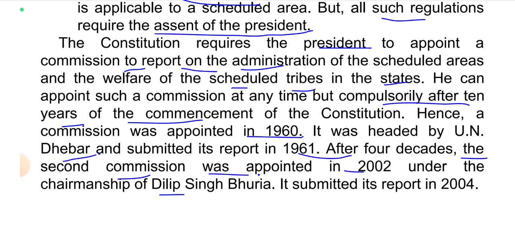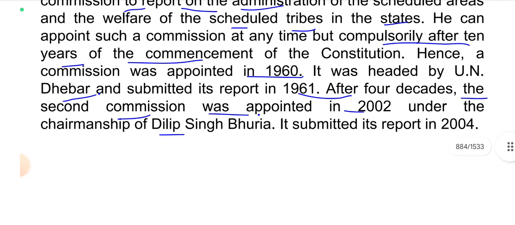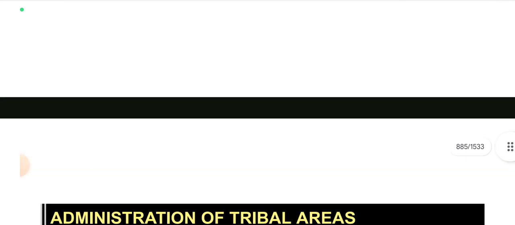The constitution requires the president to appoint a commission to report on the administration of the scheduled areas and the welfare of the scheduled tribes in the states. He can appoint such a commission at any time, but compulsorily after 10 years of the commencement of the constitution. Hence, a commission was appointed in 1960. It was headed by U.N. Dhebar and submitted its report in 1961. After 4 decades, the second commission was appointed in 2002 under the chairmanship of Dilip Singh Bhuria. It submitted its report in 2004.